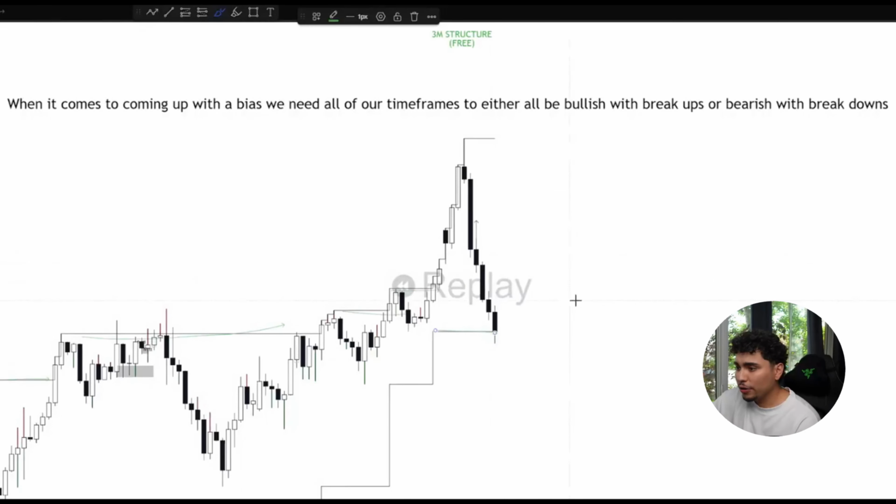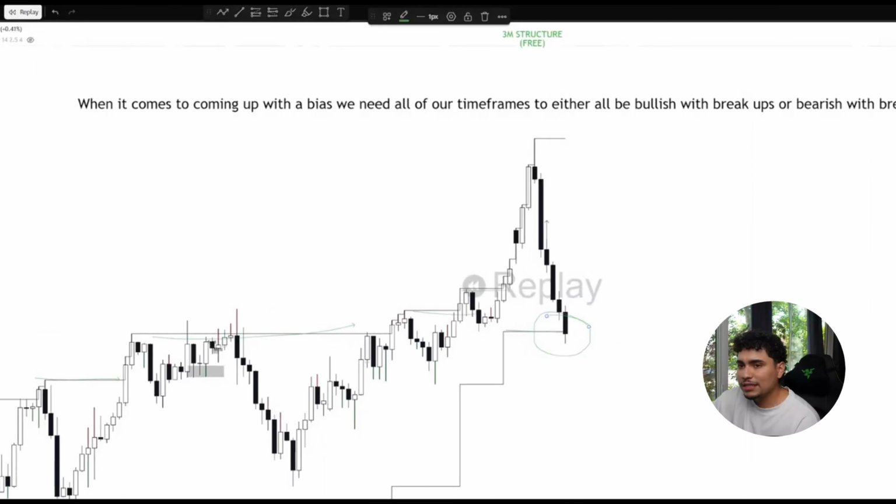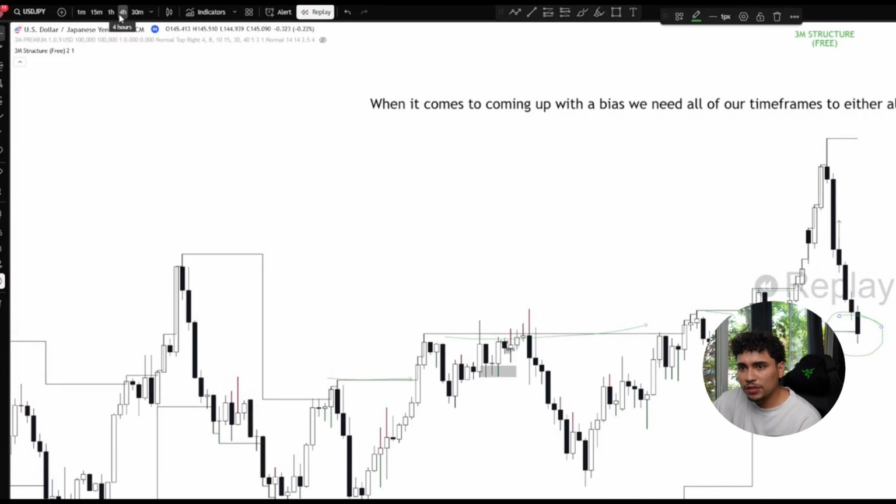So now that we know that the 4-hour is bearish because it's breaking down, we can step down to our time frames and check for the exact same thing. So now the next step is going to be looking at the 1-hour, making sure that it's bearish, then looking at the 15-minute, making sure that it's bearish, and then stepping down to the 1-minute to make sure that it's bearish, but also to look for our entry confirmation.